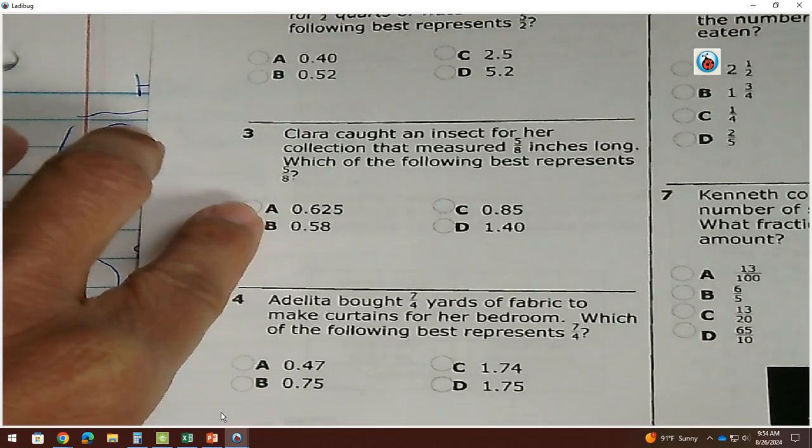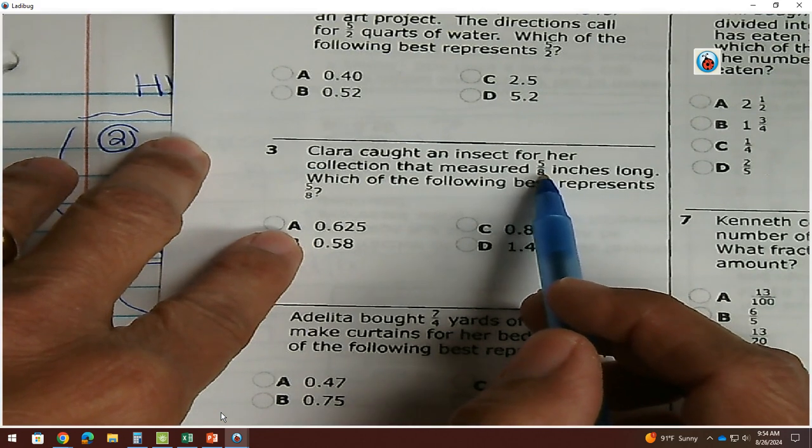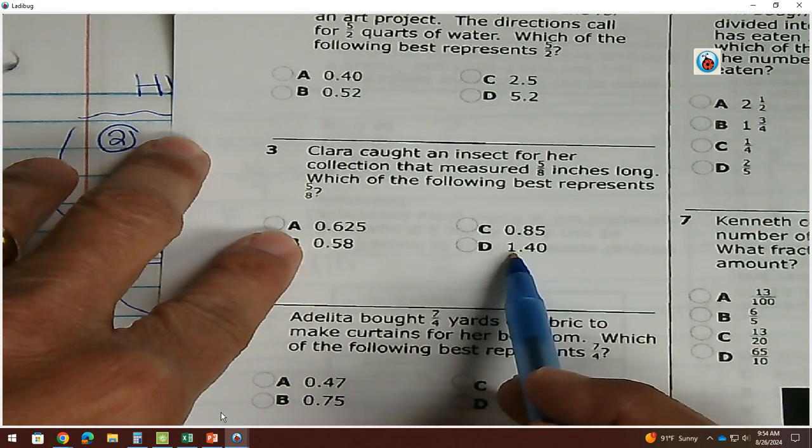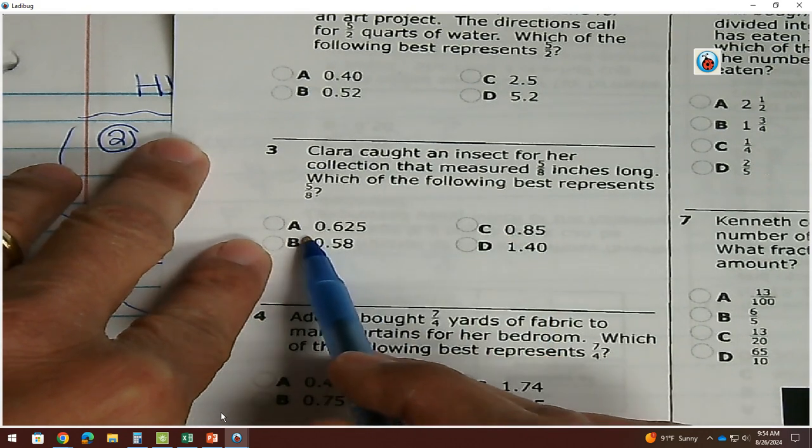On the other hand, look at this one. When it's proper, you see the top number is smaller now? That is called a proper fraction. When it's proper, it better not have wholes. It better not have wholes. So now D over here would be wrong because that one has wholes. So it has to be C, B, or A.